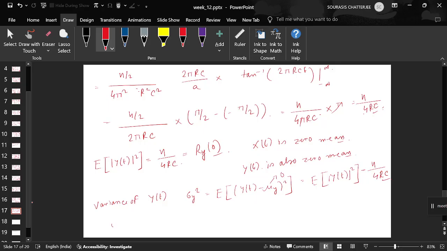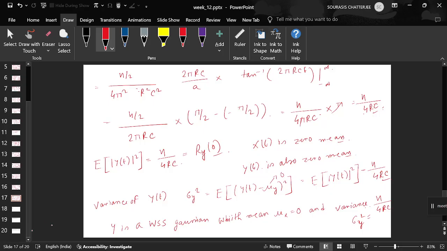So if I talk about y is WSS, it's also Gaussian only, since it's a Gaussian noise that is being passed through an LTI filter. So it's a Gaussian with mean 0 and variance eta over 4 rc, that is sigma y square. So it's a Gaussian with 0 mean and variance sigma y square.